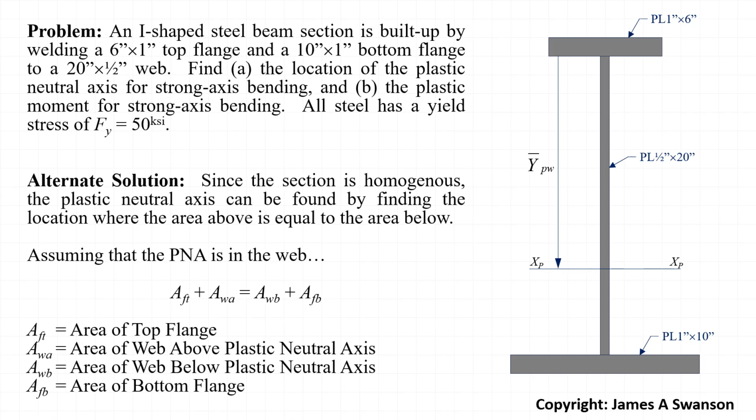This cross-section is homogeneous, meaning that all of the elements in the cross-section have the same yield stress. Since the cross-section is homogeneous, we have the option of finding the plastic neutral axis and determining the plastic section modulus by working directly with the areas of the elements in the cross-section instead of working with the plastic force resultants of the elements in the cross-section. In a homogeneous section, the plastic neutral axis is located where the area above the axis is equal to the area below it. This concept is sometimes referred to as the equal area axis theorem, and the equation shown on this slide holds for an eye-shaped homogeneous section where the plastic neutral axis is in the web.